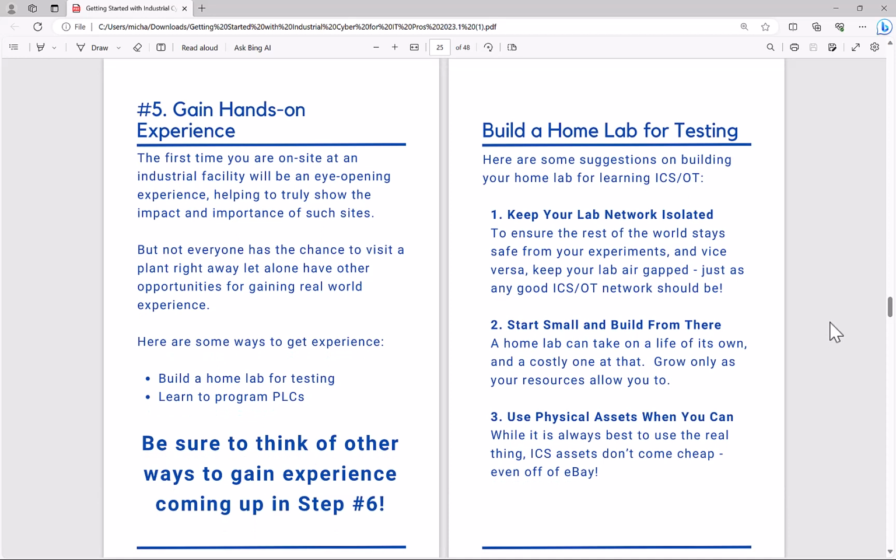So you can see number 5, gain hands-on experience, right? That's always a big one for people, especially those trying to get into a new field.